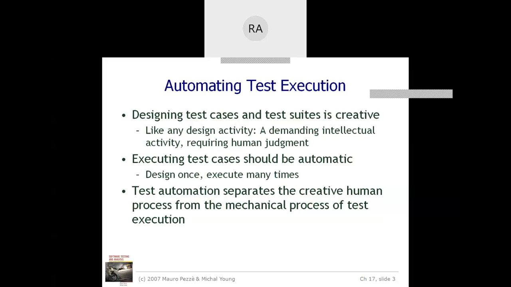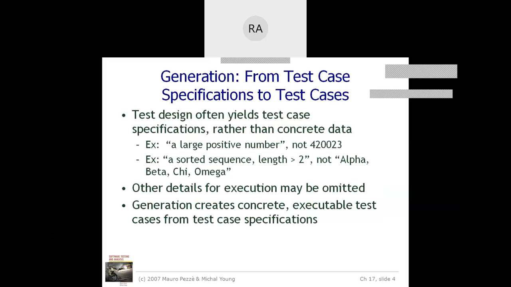Here you are going to completely automate the testing process, and it is based on the principle called design once and execute many times. You write the test cases only once, and you execute those test cases as many times as possible based on the requirement. The automation basically separates the human process from the mechanical process of test execution. After that, it is going to yield the test case specification in a format something like this.